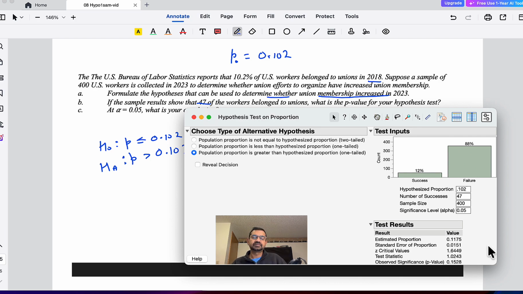So we can also look at the p-value. The p-value is 0.153. So we conclude that there isn't enough evidence for us to reject the null, because this is more than our level of significance. So here we cannot say that the union membership is not less than or equal to 10.2% even in 2023.